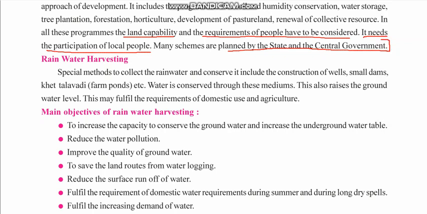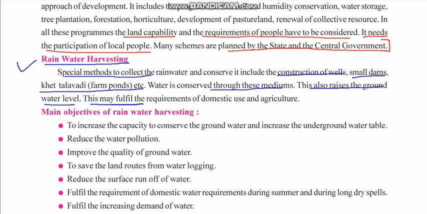The next topic that we are studying is rainwater harvesting. Now rainwater harvesting, you might have seen many times the photograph of this. Okay, special methods to collect rainwater and conserve it, including construction of wells, small dams, khet talaudi, etc. Water is conserved through these mediums. This also raises the water level. This may fulfill the requirement of domestic use and also agriculture.